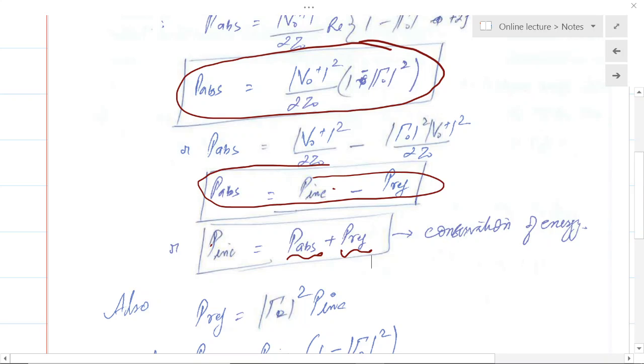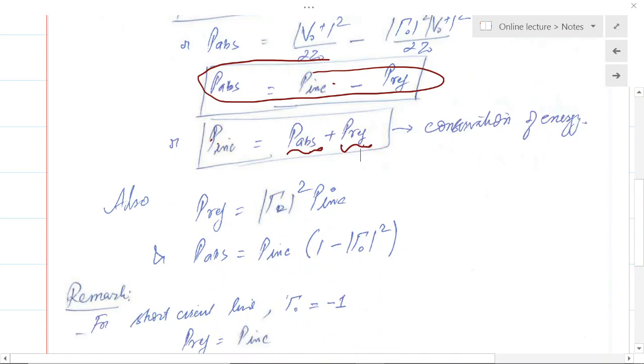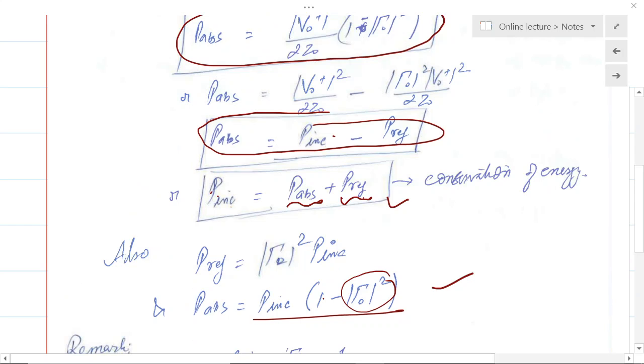Okay, so this is a relation which is important. Once you know the incident power and using the reflection coefficient, you can find the absorbed power and the reflected power. So here you have the reflected power. Similarly, the absorbed power will be given by this expression. So the absorbed power is just P incident minus P reflected, and this gives you the expression for the total power.